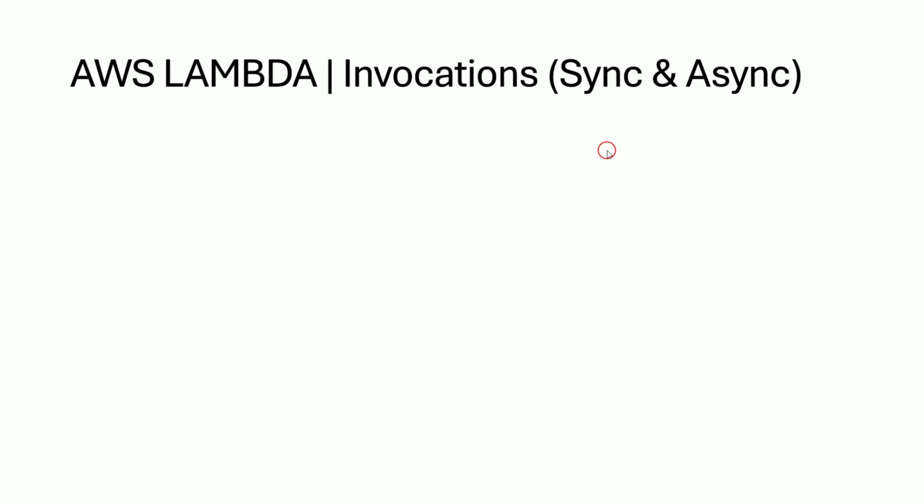So today we are going to continue our comprehensive AWS journey. Now we are going to look at the next topic, Lambda invocations. AWS Lambda invocations, right? We have two types of invocations. One is sync and async. So in this slide we will cover synchronous invocations.